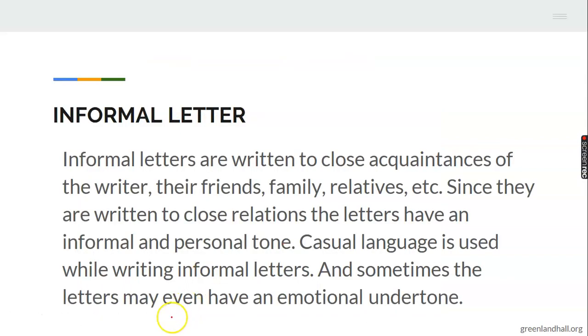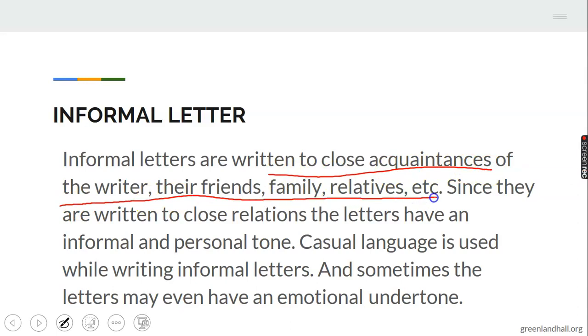The next one is an informal letter. For exam purpose, I always advise you to write this, because it is the easiest means of getting a high grade in the exam, in the sense that you have the liberty. Mind you, these are letters written to close acquaintances of the writer: friends, family, and relatives. It gives you freedom of expression. In this letter, you can express yourself well, unlike the former one, where you are restricted.